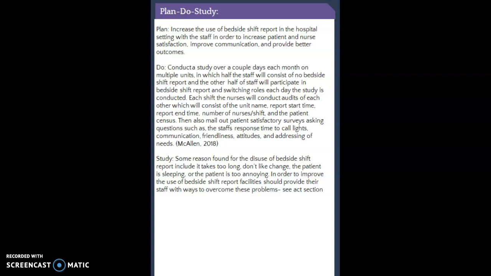The study. Some reasons for the disuse of bedside shift report that were found throughout the articles included that bedside shift report takes too long, or the older nurses don't like the change of switching to bedside shift report. The patient may be sleeping, so they don't want to wake them, or the patient may just be too annoying or have too many questions, so they don't like to go into the room. In order to improve the use of bedside shift report, facilities should provide their staff with ways to overcome these problems, which I will show in the ACT section.